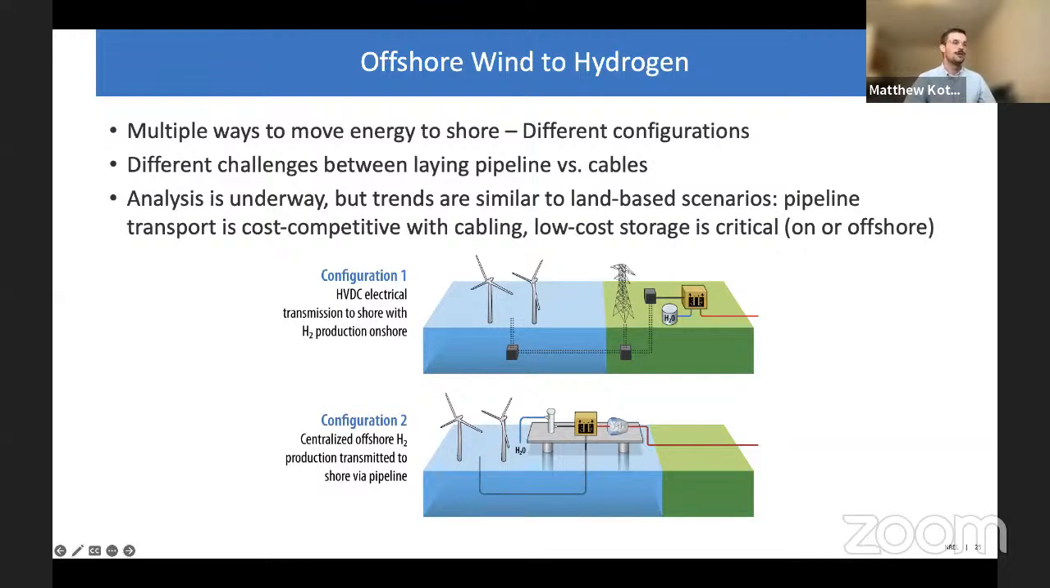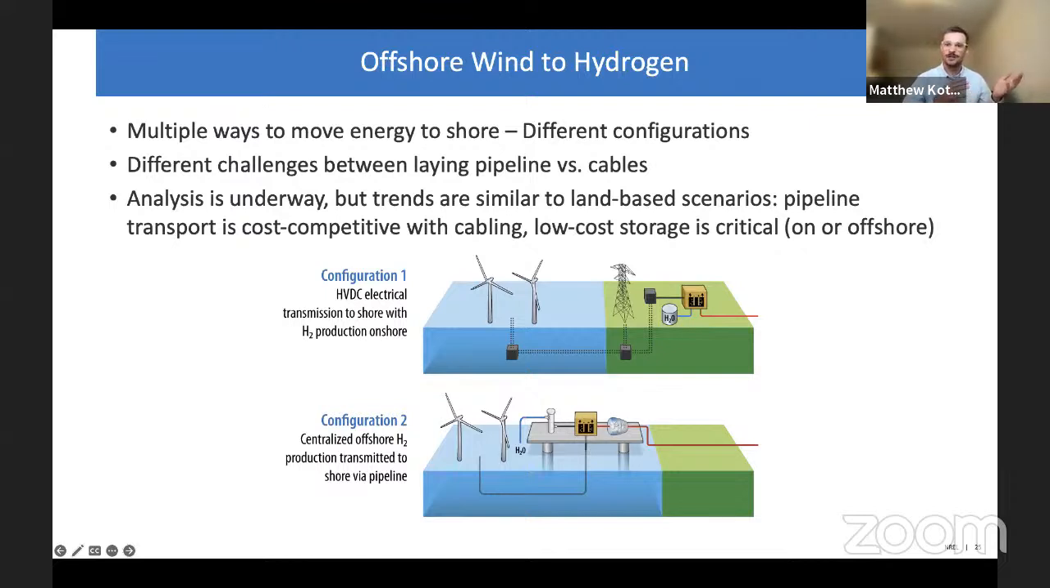And so, of course, there are different challenges to utilizing pipelines and cables. And so the point of this research is to really help gain insight and understanding into what would be more optimal, and also just kind of understanding what challenges are associated with these different configurations, if you will.